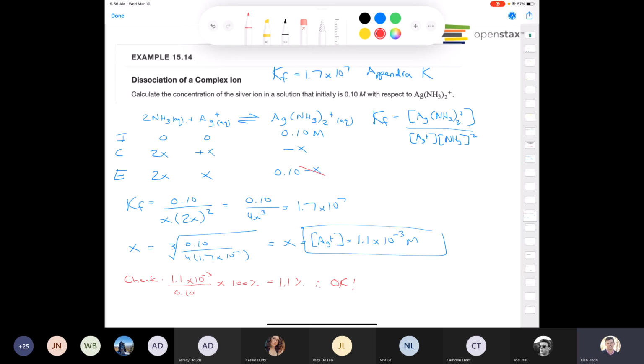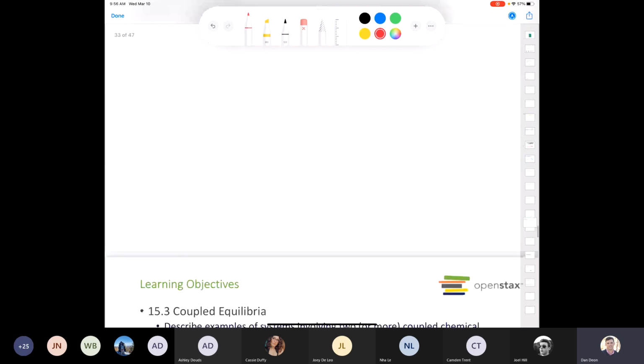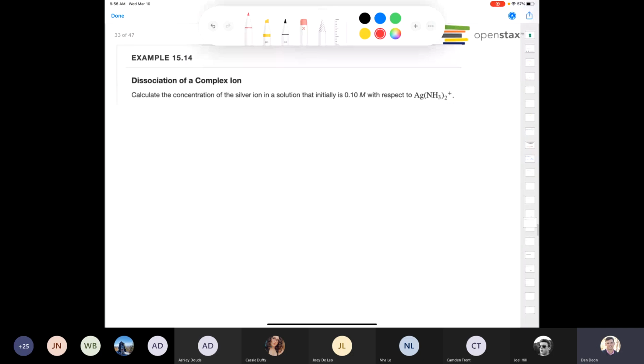I'm never going to leave you missing some part of the information or something like that. Before we move on and look at more content and move into coupled equilibria, I just want to demonstrate one thing to you very quickly.